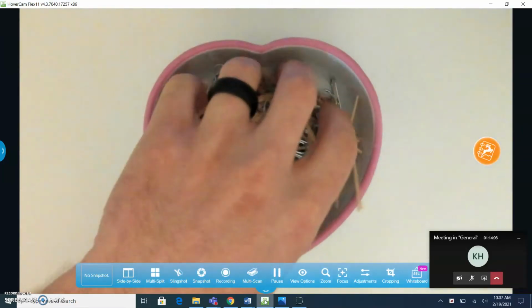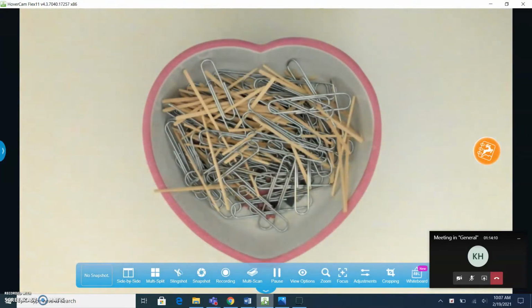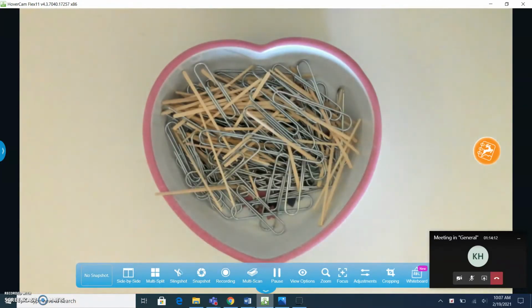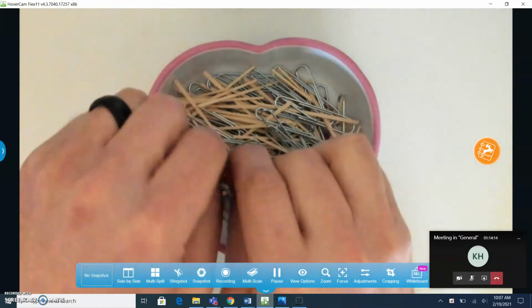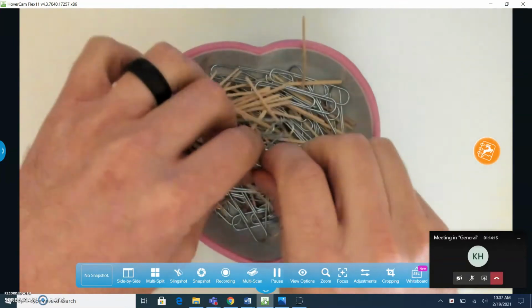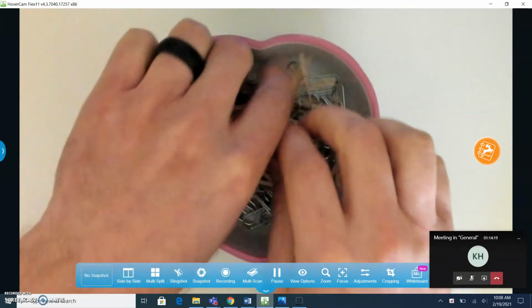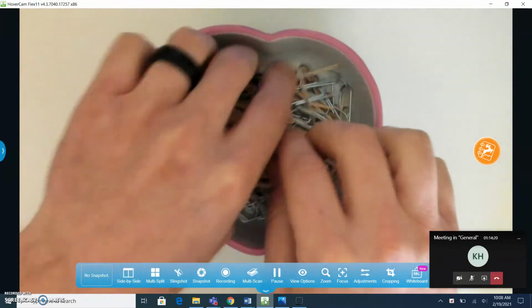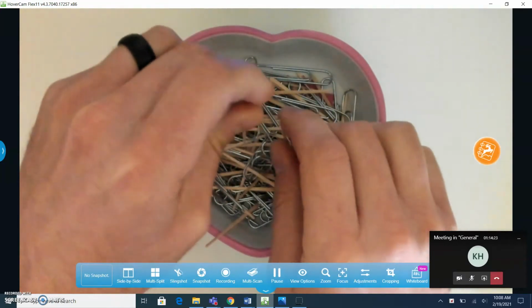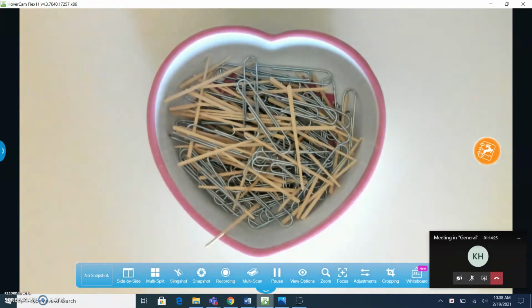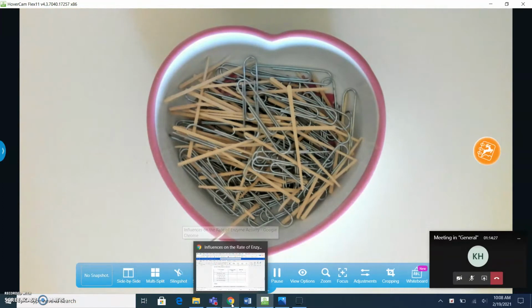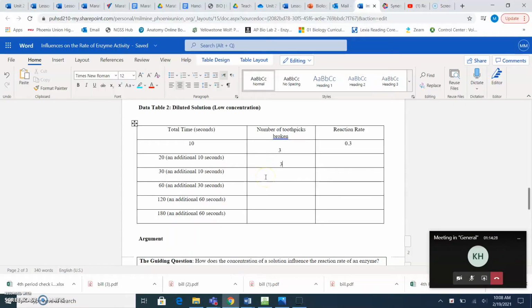Again, give it a little stir. Next 10 seconds, here we go. 1, 2, 3. I got 3 again. So again, I would record 3. 3 divided by my time trial, which was 10 seconds, 0.3.